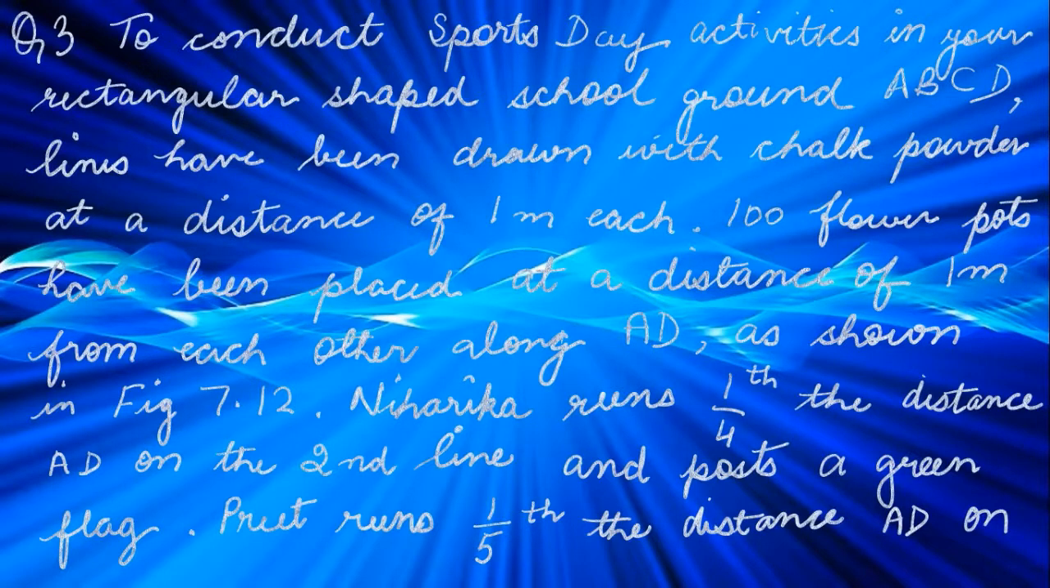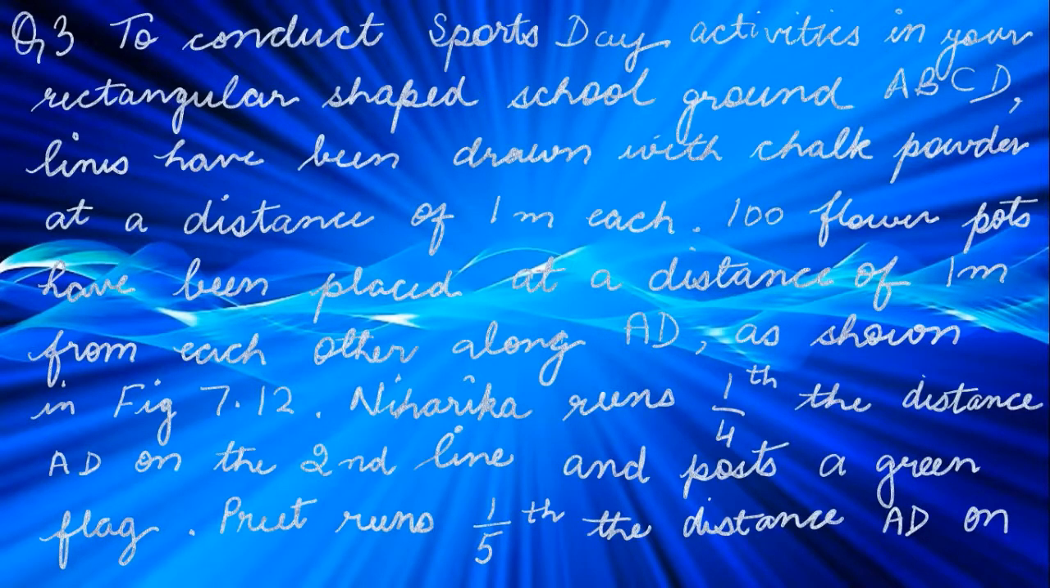100 flower pots have been placed at a distance of 1 meter from each other along AD, as shown in figure 7.12. Now Niharika runs 1/4 the distance AD on the second line. So the distance AD will be 100, as there are 100 flower pots. Niharika runs 1/4 the distance of AD and posts a green flag.